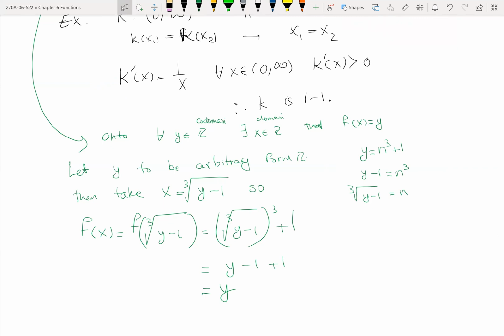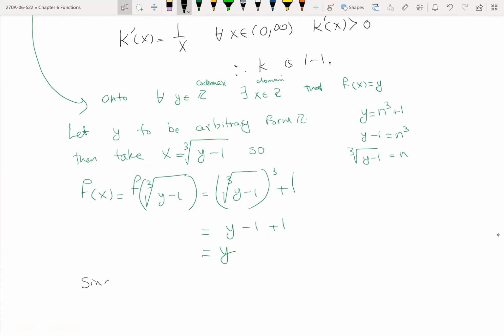So if the domain is the set of integers, does it have to cover all the integers to be onto, or can it be just specific ones? That's a good point. Because you have integers, how do I know that the third root of y minus 1 is going to give another integer? Thank you, Thomas. So this is not onto. If it's the real numbers, then it would be.